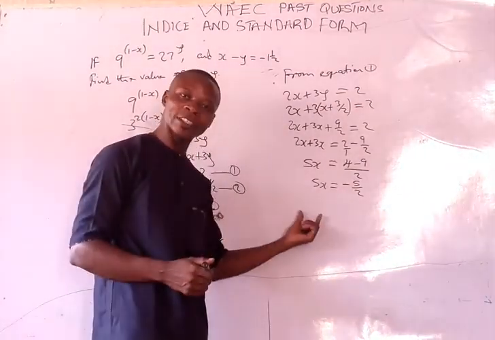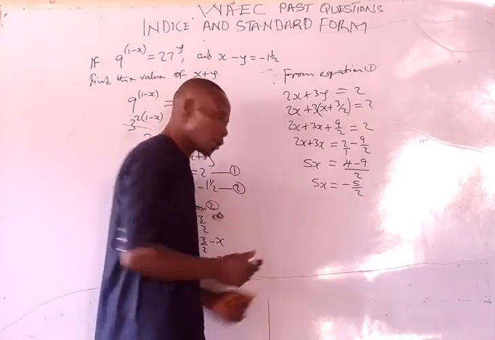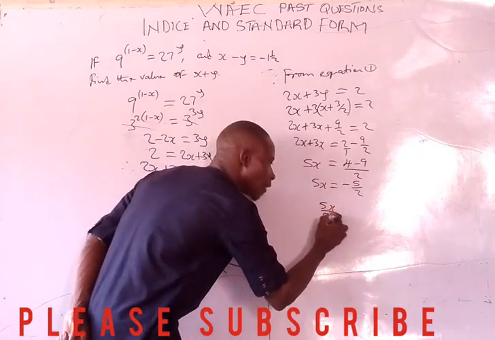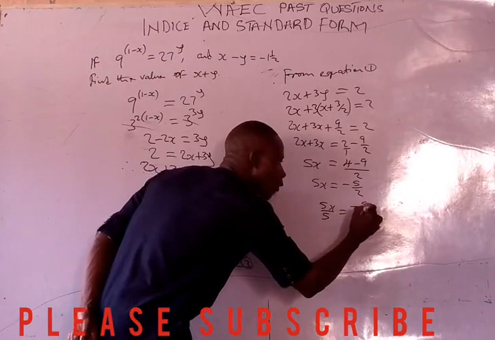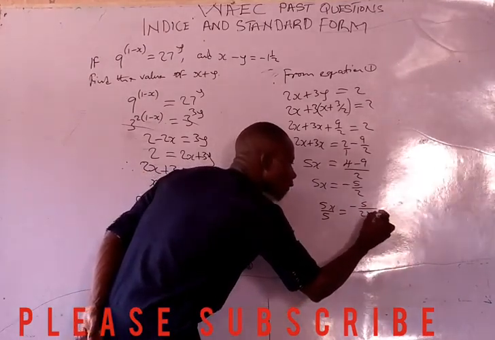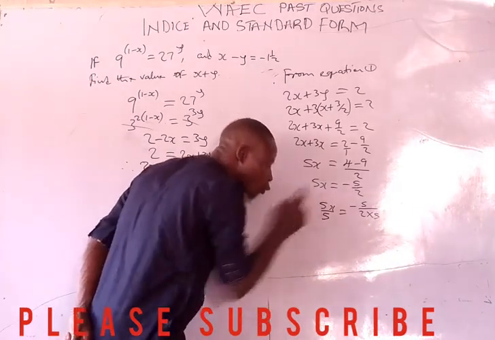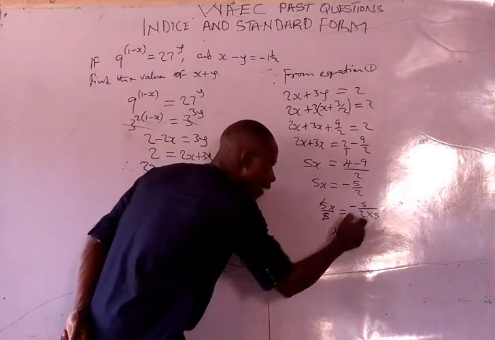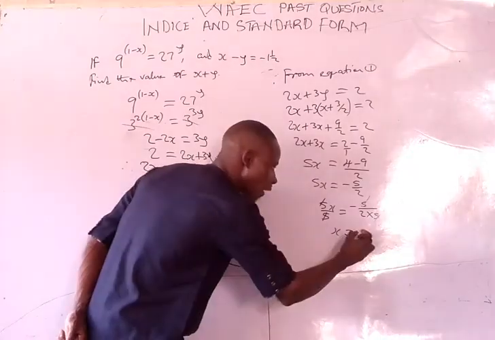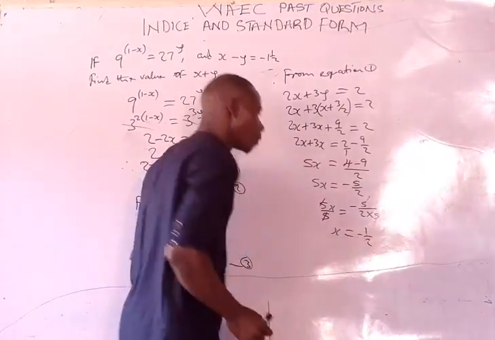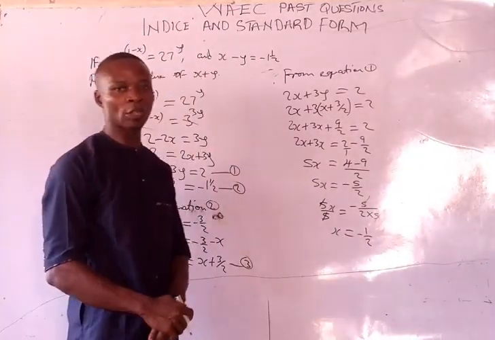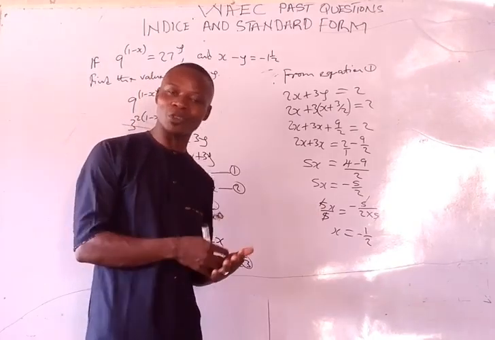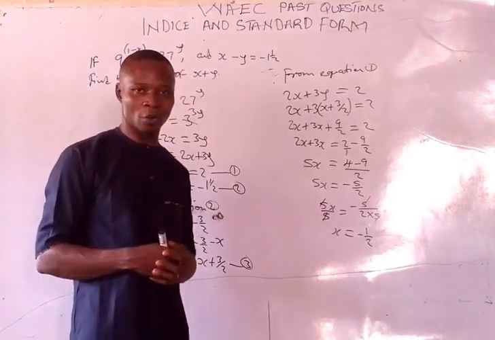Remember, we want to calculate the value of x. So we divide both sides by 5. That will be 5x divided by 5 equals minus 5 over 2 times 5. The 5 that we divide will go to the denominator, so this will cancel this. We are left with x equals minus 1 over 2. So this is how we solve this, very simple, whether you use simple substitution or the elimination method.